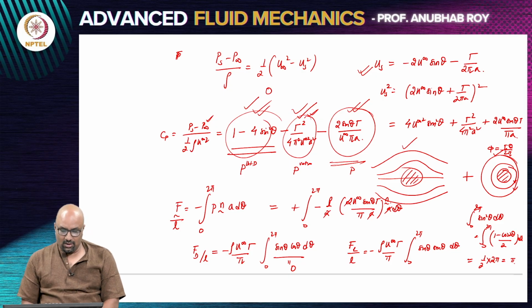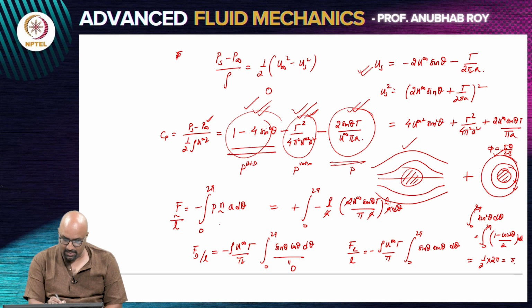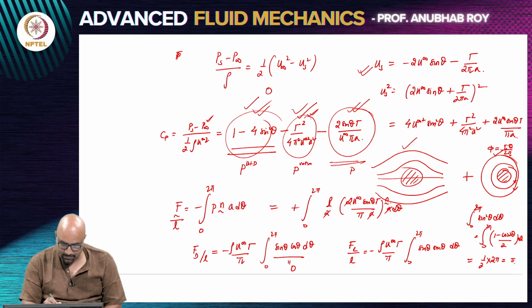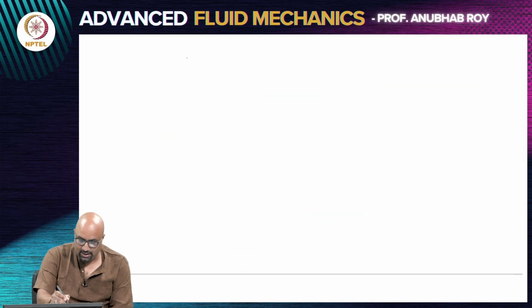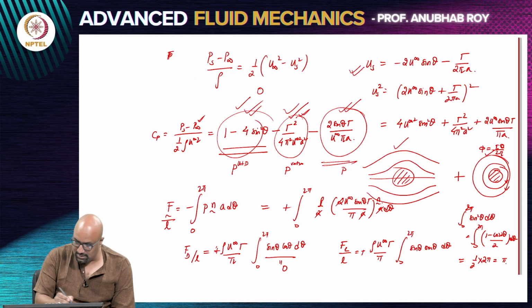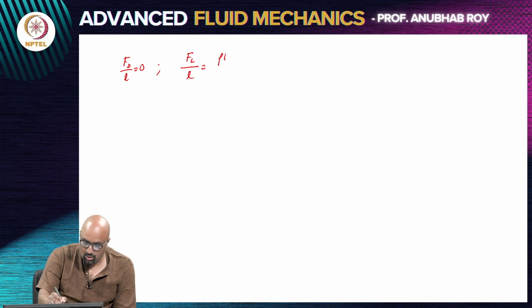So, with all this, let me just make sure my pressure expressions are all okay. So, I have a minus sign here, minus P, and then PS has a minus U. So, the surface pressure is minus U surface square. So, then this should actually be a plus. So, minus and minus will basically give me a plus. So, the final result that we have is F_D by L is 0 and F_L by L is rho u infinity gamma by pi, and the integral is pi. So, that is rho u infinity gamma.